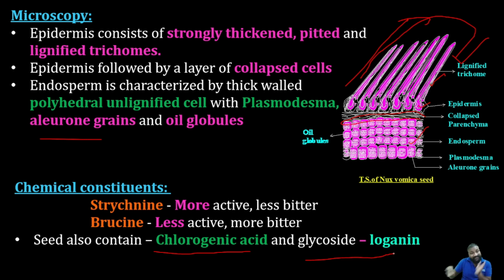So that is how we classify the drugs, okay, but I cannot confirm that a particular drug has only one type of secondary metabolite. They may also contain other than the alkaloids, other than the glycosides. So what I mean to say is, apart from strychnine and brucine, there is also another chemical compound called loganin, which is a glycoside, and chlorogenic acid is also there. Is that clear, my dear aspirants? That is what you should know.